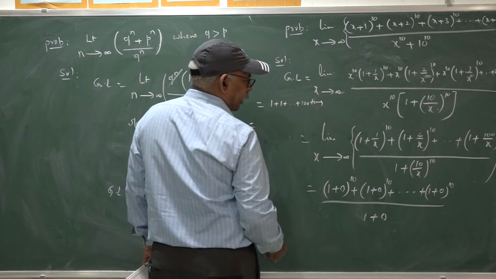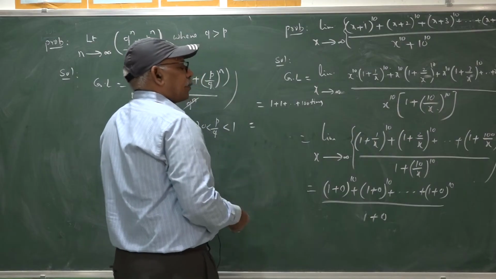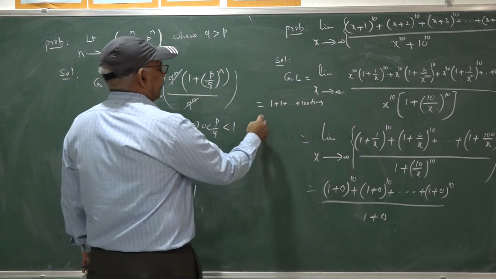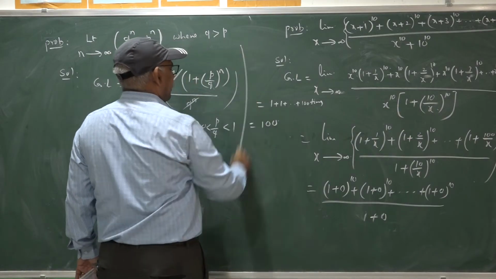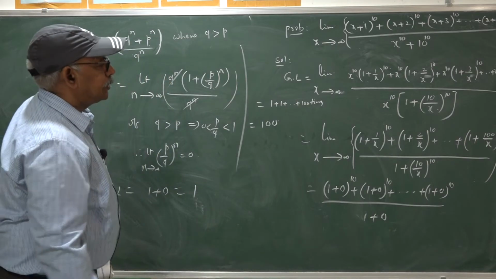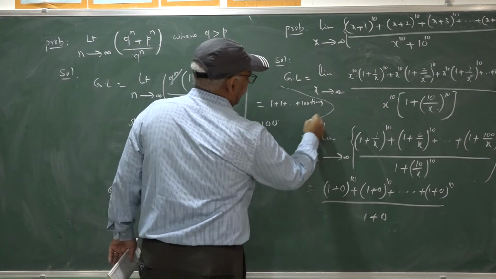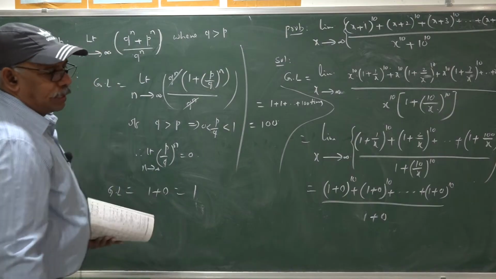The denominator is 1 itself. So 1 plus 1 plus 1, 100 times gives us 100. The required limit becomes 100. This is the way of dealing with such limits.